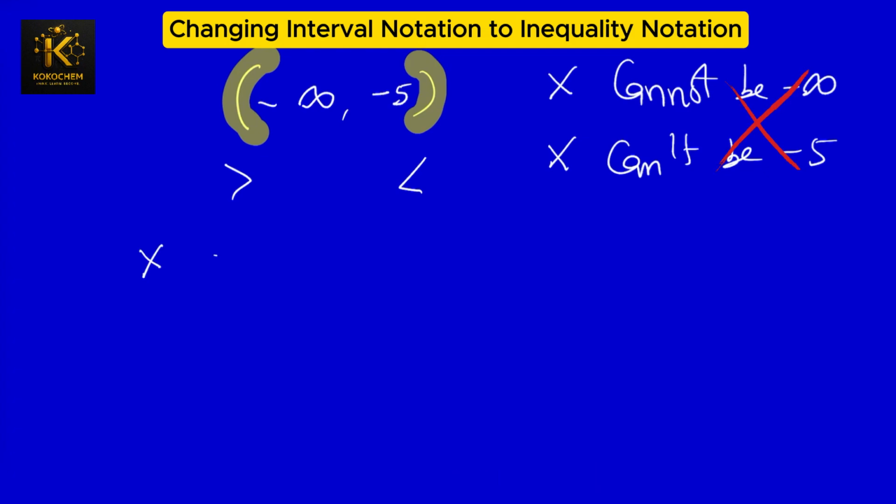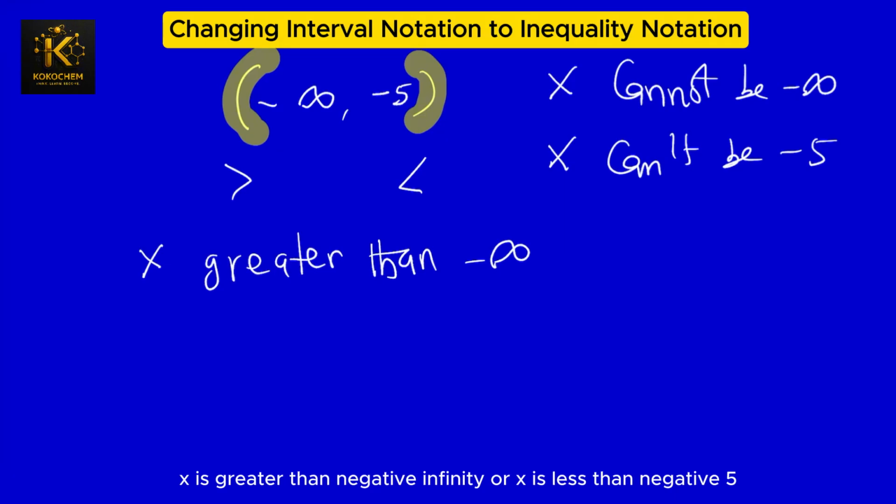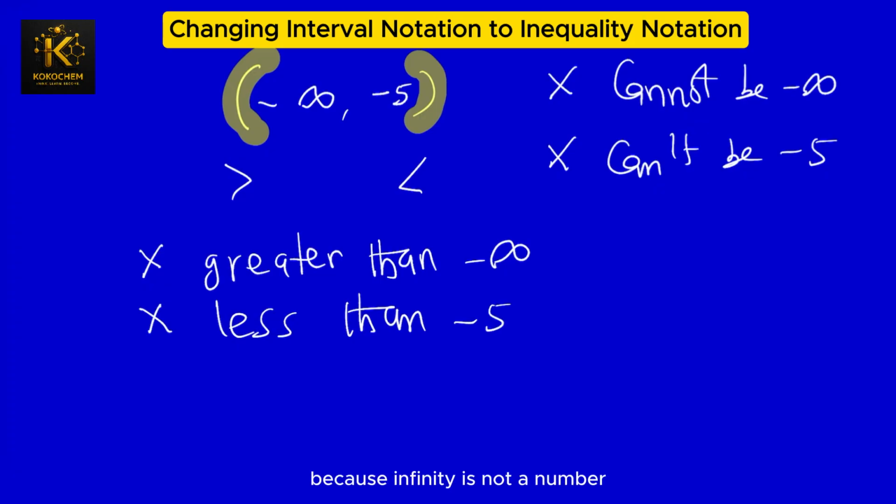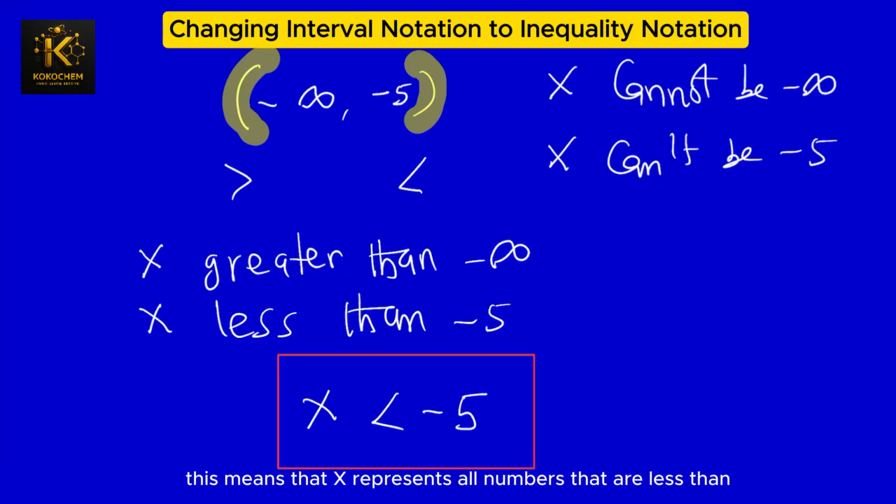So x is greater than -infinity, but infinity is not a number, right? X is greater than -infinity or x is less than -5 because infinity is not a number. It never ends. You keep going and going and going. So if you want to change this interval to inequality notation, it will be x is less than -5. This means that x represents all numbers that are less than -5.